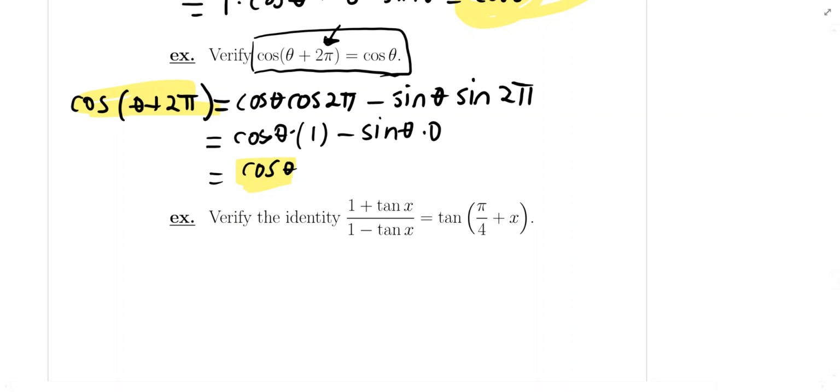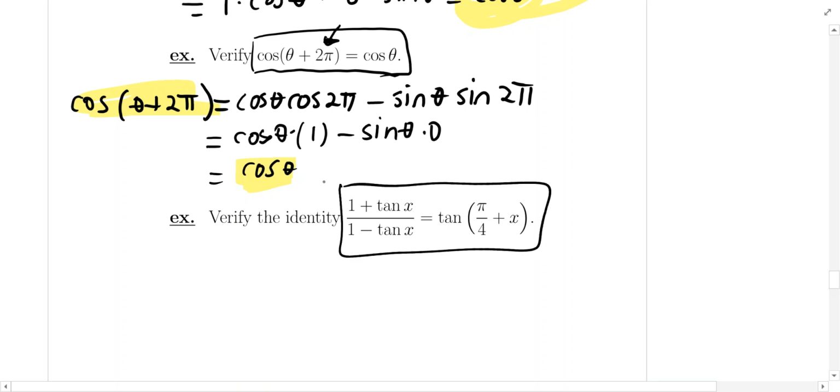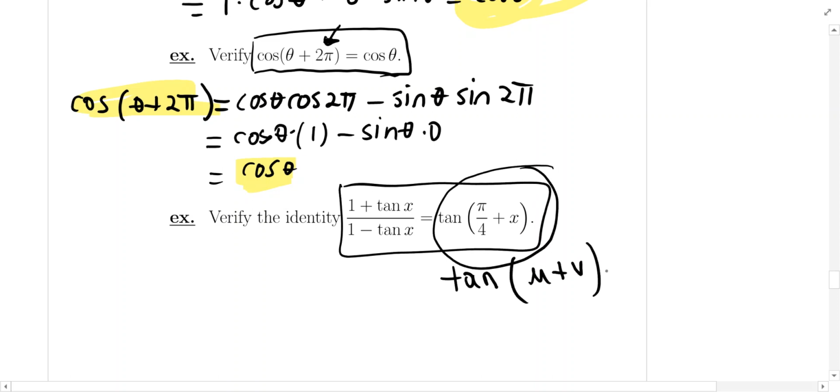All right, so one last one that we're going to prove is this right here. So verify the identity. If you look at it, you're like, okay, how am I going to tackle this? Do I start with the left-hand side or the right-hand side? If you look at the right-hand side, this should look familiar. It's tangent of something plus something else. So tangent of u plus v. And we know that we have a formula for that. So this is the clue that you should start with the right-hand side.